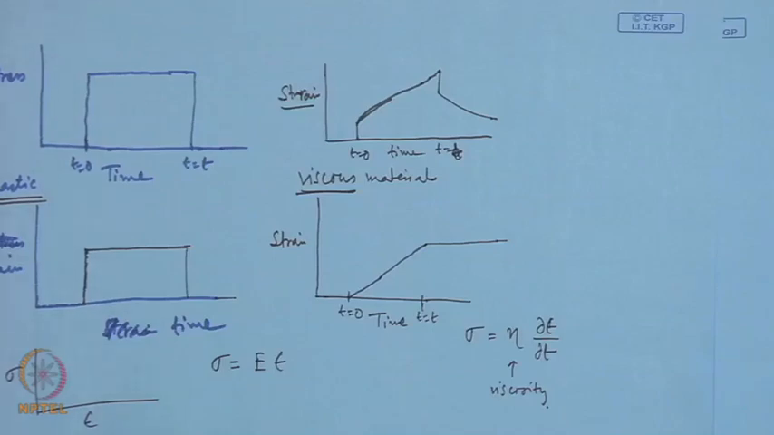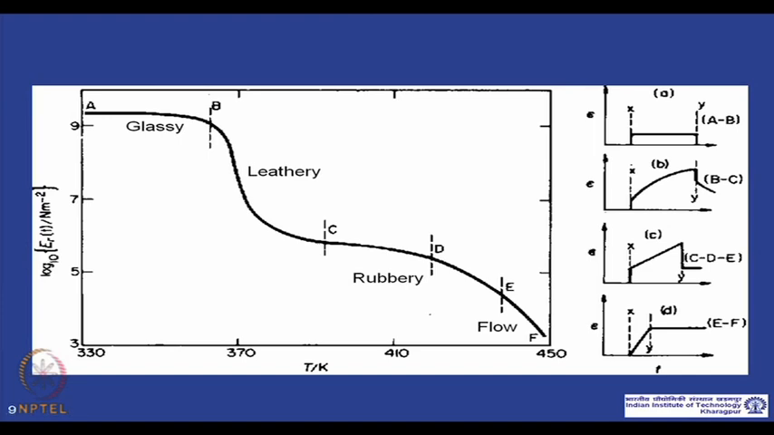So, for a polymer with temperature, you can see all this behavior. Let us talk about an amorphous material. The glassy state A to B is a perfect elastic material. So, if you apply a stress, it will strain, and as long as the stress is there, strain will be there. If you remove the stress, the strain will become 0. So, that is the example of a perfectly elastic material. This glassy part will behave like a perfect elastic.